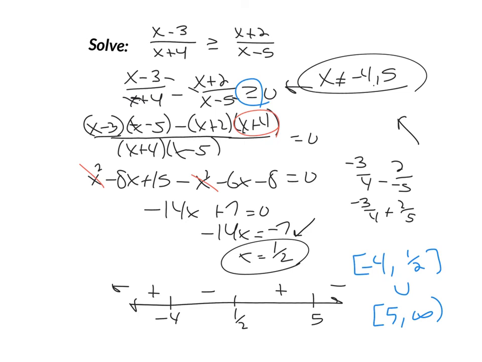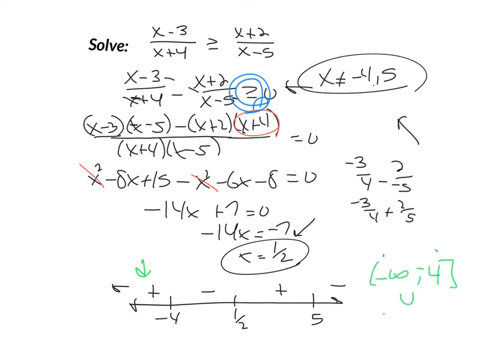Actually, I just now caught something. Sorry about this. I also said greater than. I did the negatives down here, and the problem said greater than. So let me try that one more time. The greater than is here, which would be from negative infinity up to negative 4, and also between the 1/2 and the 5. That's where the positive signs are. So sorry about that.